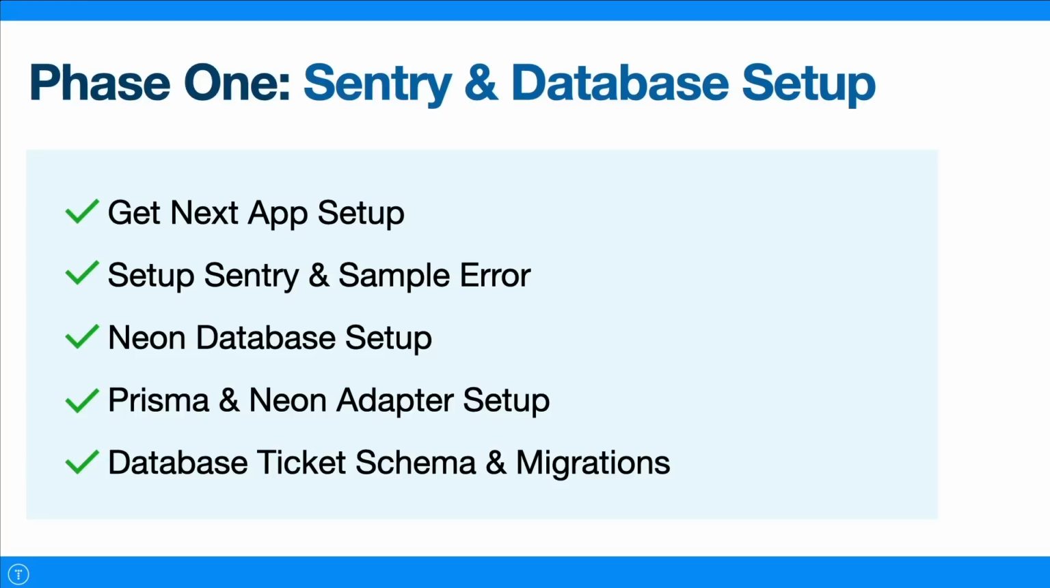And what we do with Prisma is we create a schema, which is all the different fields that we want, like the ticket, the priority or the title, things like that, the date. So we set up a schema and then we run a migration with Prisma, and that will create our database tables in our Neon database. Okay, so that's phase 1.